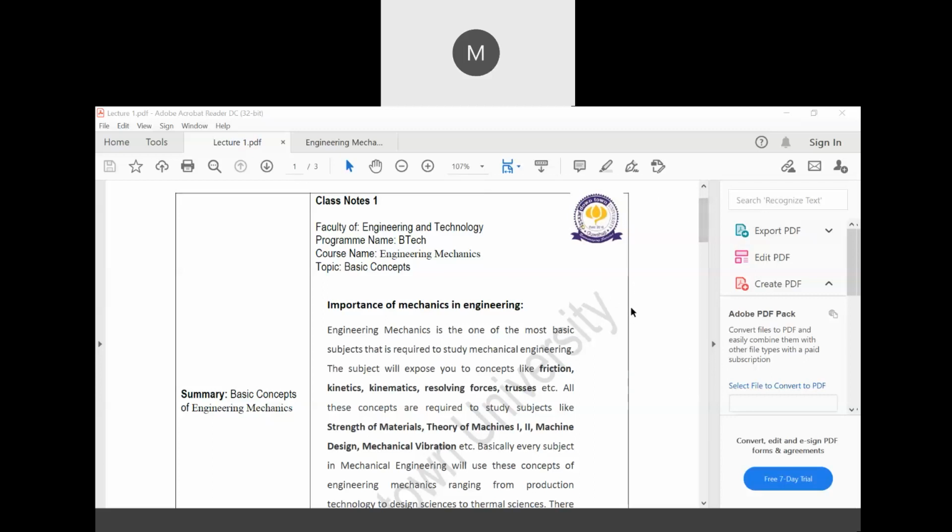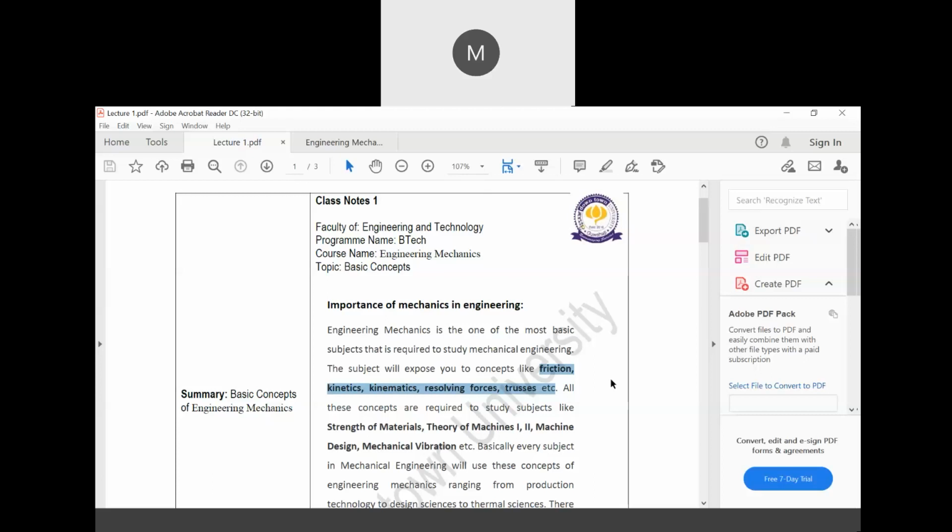Okay. So first of all, what is engineering mechanics? Engineering mechanics is one of the most basic subjects that is required to study, like this is for civil engineering. This subject will expose you to concepts like friction, kinetics, kinematics, and resolving forces. It gives you a brief exposure to different subjects. These are basically required to study for the basic concepts of engineering mechanics.